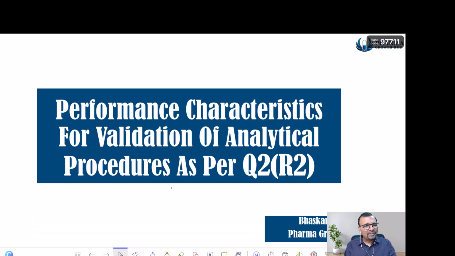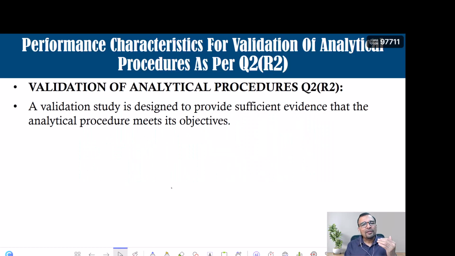So, as a part of this video, we'll try to understand the performance characteristics for analytical method validation. So, what does validation mean? A validation study is designed to provide sufficient evidence that the analytical procedure meets its objective. So, we are going to create some sufficient evidence. And to create that sufficient evidence, we need to understand what performance characteristics we need to perform. And this sufficient evidence is going to help us prove that yes, our analytical procedure meets its objectives. And the objectives could be analyzing related substances or assay or dissolution.